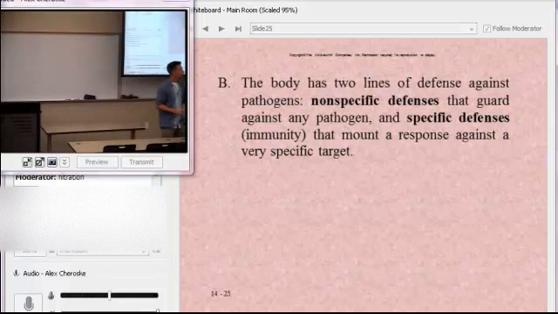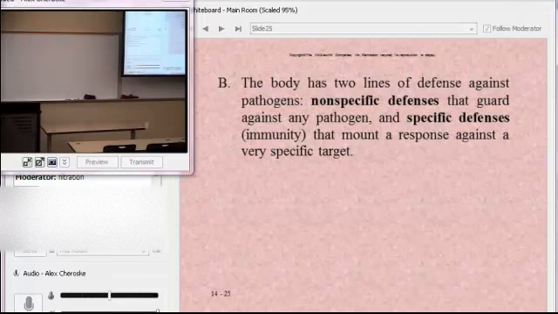So, these other kinds of defenses are called the specific defenses, and these ones do care exactly what you're infected with. It doesn't matter whether it's bacteria or a virus. It doesn't matter what particular strain of virus it is. Is it a cold virus? Is it the HIV virus? Is it the coronavirus? Any of those types of things, this brain of the immune system is going to try to recognize exactly what it is so that it can very effectively deal with that particular pathogen.